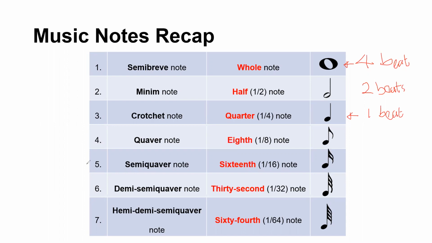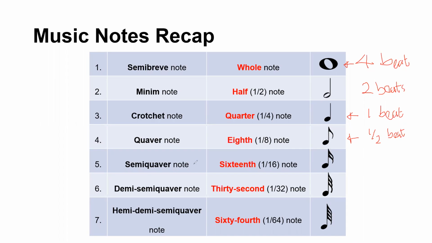We looked at the quaver note. It's also called the 8th note, 1/8. It's a black note with a stem and a tail or a flag, some people call it. Just one flag. And if the whole note is 4 beats, then the 8th note would be half a beat.